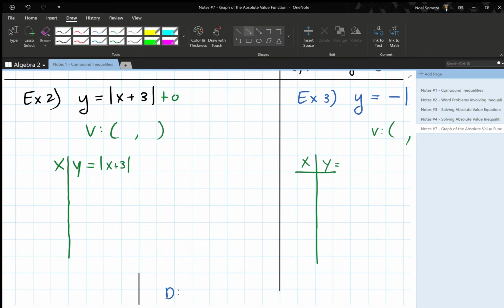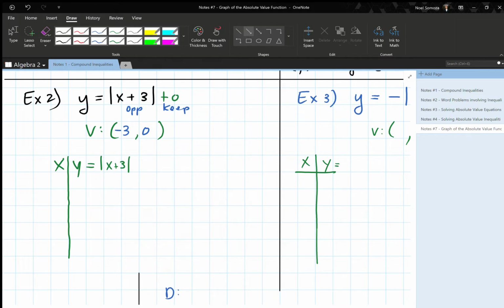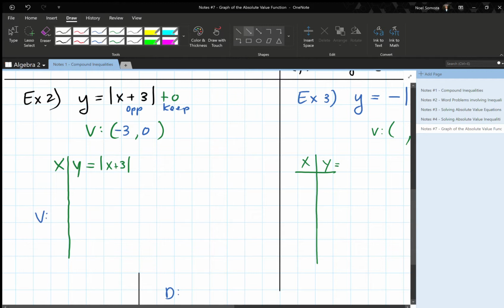So now the two words you need to remember are opposite and keep. Opposite of the inside number, you keep the outside number. Okay? So my vertex is going to be opposite of 3, which is negative 3. And then I keep the 0, so then that's just a 0 there. Okay? So h and k. All right? Okay, so now I want to create a table here. Vertex goes the third value. Okay, I want it to be like in the middle. So then I have negative 3 and 0.